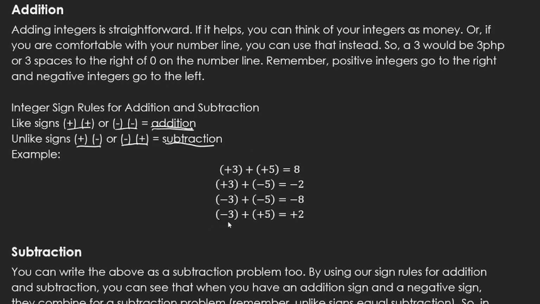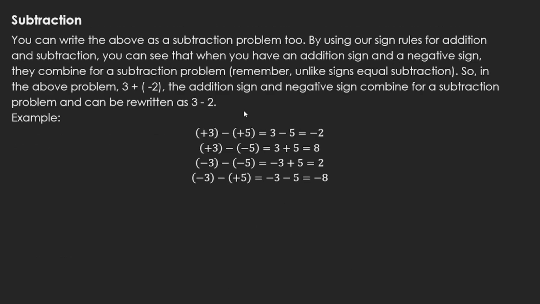Another example here, we have negative 3 plus positive 5. We have different signs, so you'll find the difference of 3 and 5, which is 2. The larger number here is 5. We will get positive as our sign. In subtraction, you would take the additive inverse of the second number.